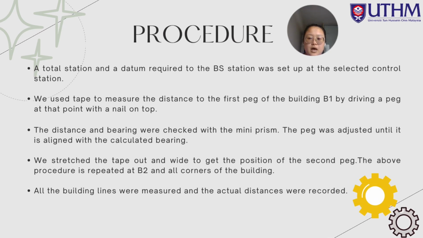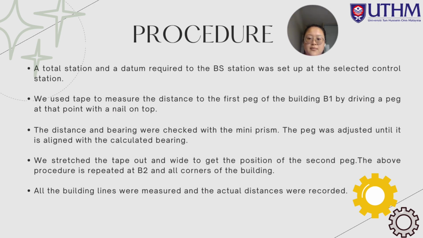Now I will present about our procedure of setting up project. First, a total station and a data required to the BS station was set up at the selected control station. Second, we use tape to measure the distance to the first pad of the building B1 by driving a pad at that point with a nail on top. The tape is being held by one person at the instrument point and by another person over the B1 pad.